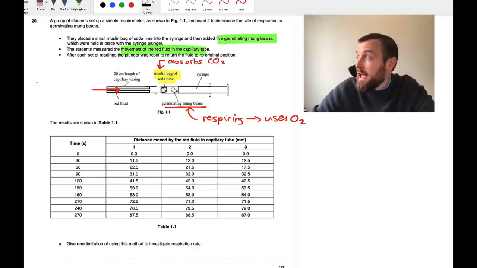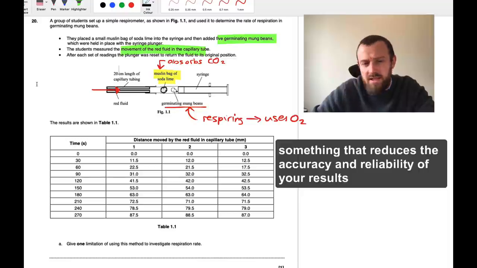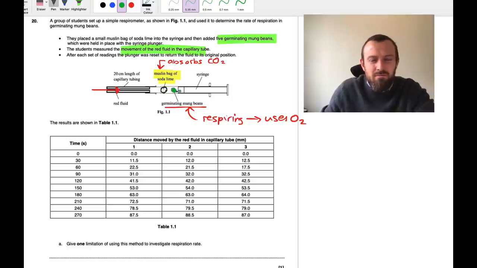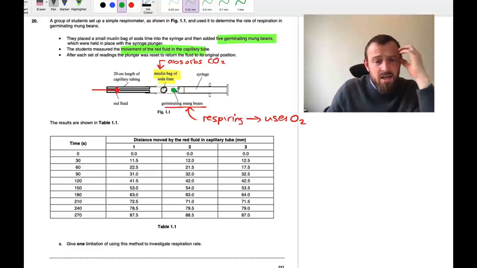So a limitation is really a flaw in the experimental design that makes the experiment potentially invalid or might introduce errors. So what things could be wrong here or could be difficult with this? Well, first of all, the germinating mung bean, it is a bean after all, it might, just might, start photosynthesizing, which could interfere with the results. If it started photosynthesizing, it would be absorbing CO2 as well, and it would be producing oxygen, so that could be a problem. It's possible. Also, potentially, there might be leaks in this apparatus. We don't know if it's airtight, so potentially, maybe the fluid wouldn't be moving at all because air would be leaking in over here.